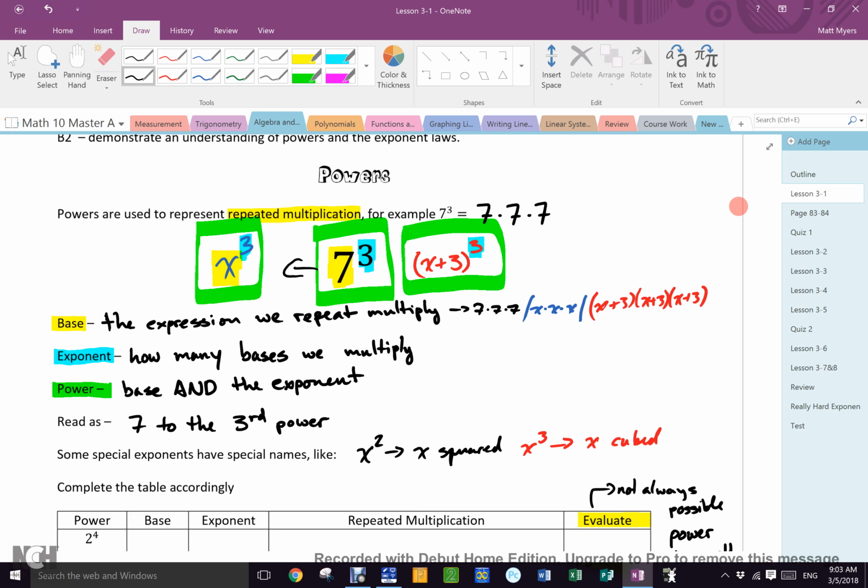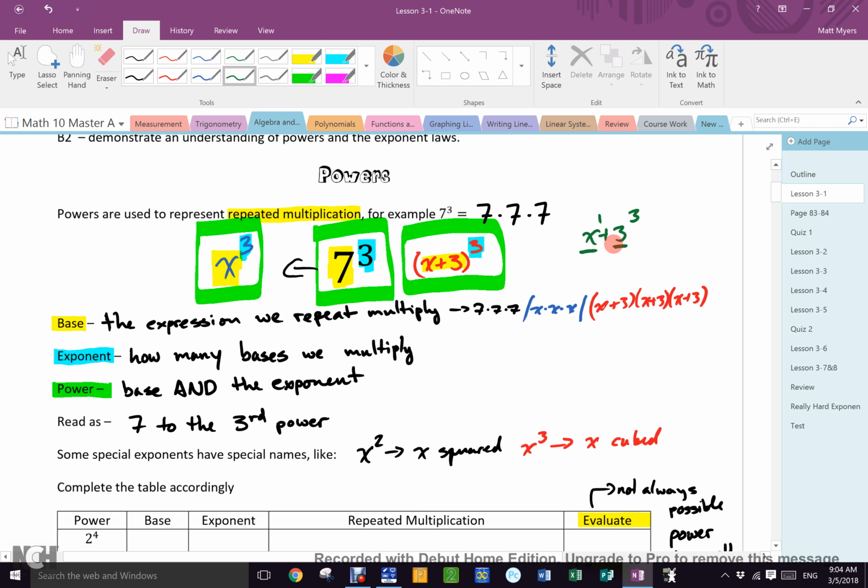Now, I want you to look closely at the red one right there. What is it about that red one that makes us aware that the base is x plus 3? The brackets. If I didn't have brackets, and I'm going to write this in green, x plus 3 cubed, what is the base now? Only 3 and only x, because x does have an exponent, which is what? 1. Does everybody remember that? Anything collected in brackets is one thing. So that's why this has a base of x plus 3, and this doesn't.